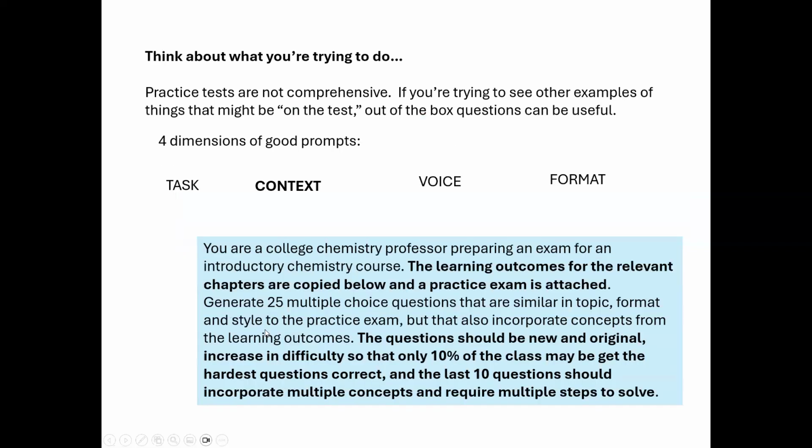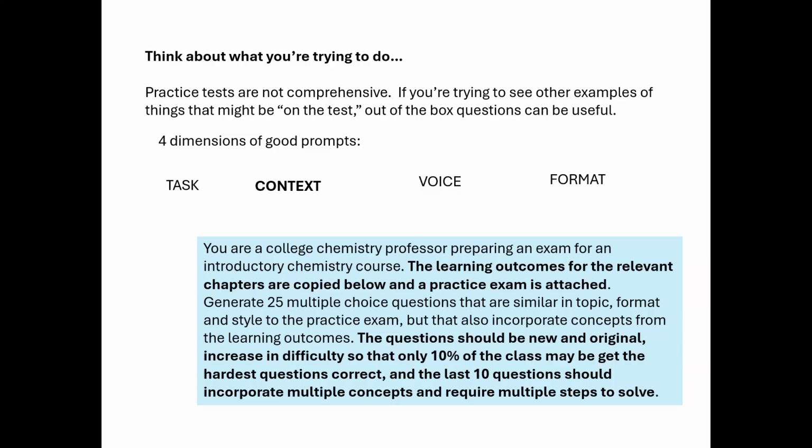The other thing when thinking about what you're trying to do really concerns more practice problems. So I think sometimes what students want is to know, what are other types of questions that might be asked, or what else would these look like? The practice tests aren't comprehensive. And so if you're trying to figure out things that might be on the test, these out-of-the-box questions can actually be useful for you, right? This is when AI is generating new ideas.